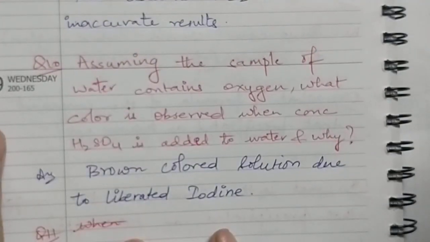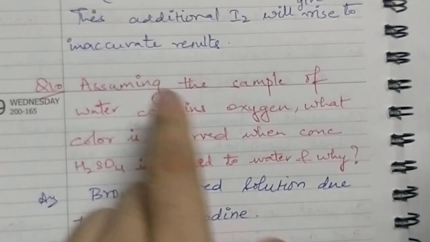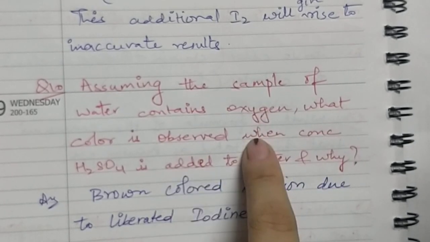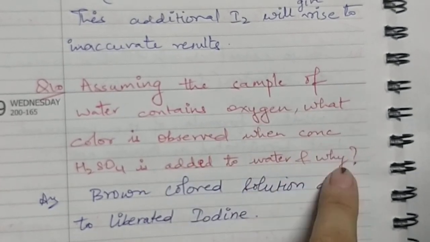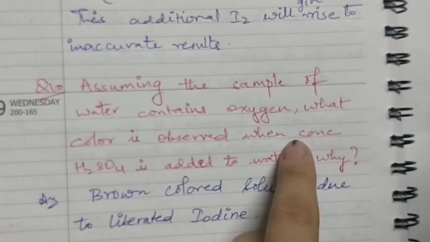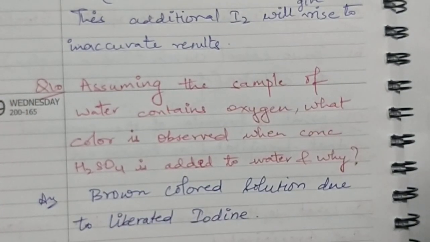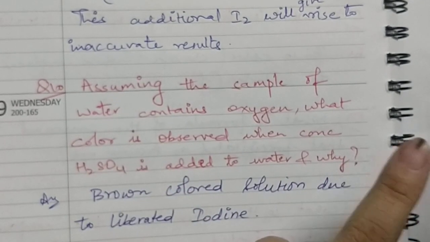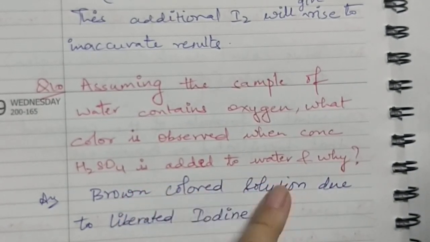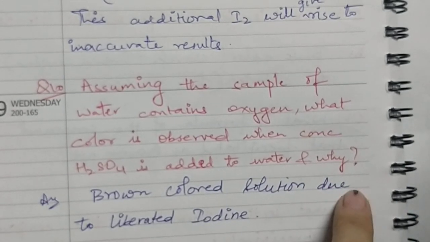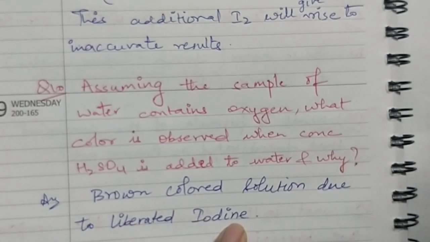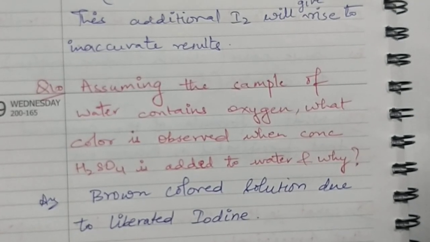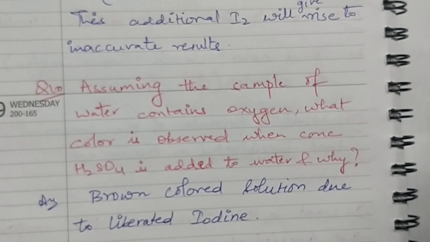The next question is, assuming the water sample contains oxygen, right? What color is observed when conc H2SO4 is added to water and why? So you have added all your chemicals. Now if you add H2SO4 to it, what is the color you will see? You will see a brown color solution. And why? It is because of the liberated iodine. So it is trapped in the water only, that's why it is giving brown color.